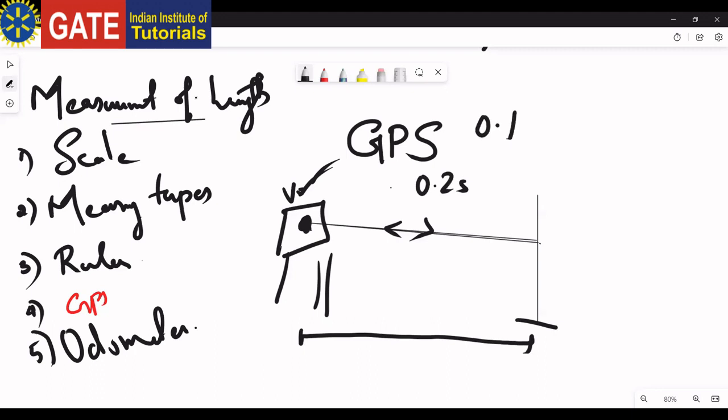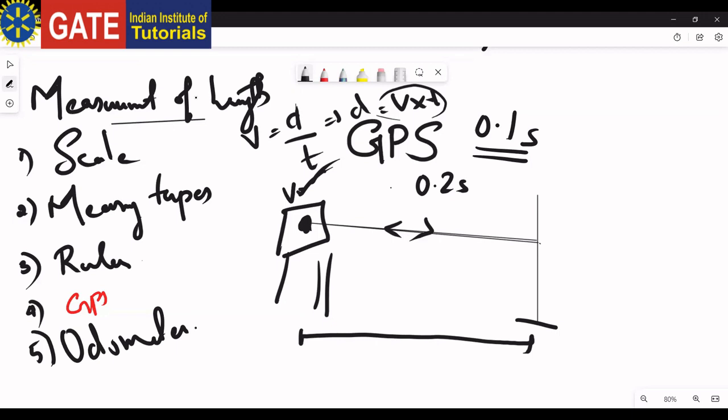The rest of the 0.1 to come back, right? So the time taken for the travel will be 0.1 seconds. Velocity is also known, time is known. How will you calculate the distance? We know that velocity equals distance by time. From that, distance will be equal to velocity into time. So using this equation, this device will calculate the distance and it will be shown in the digital measurement, like a reading.